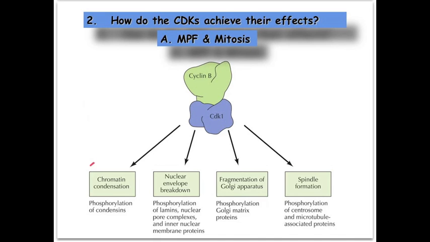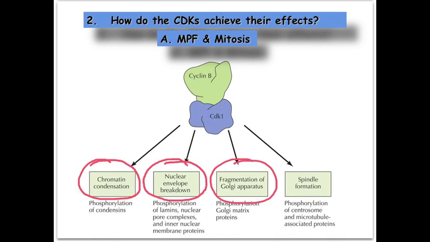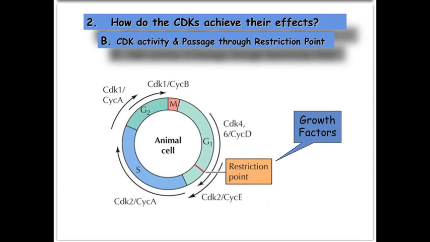In addition to driving chromatin condensation through the phosphorylation of condensins and triggering nuclear envelope breakdown through the phosphorylation of lamins, the complex formed by cyclin B and CDK1 also has the ability to drive the fragmentation of the Golgi apparatus and spindle formation through the phosphorylation of other specific targets. And all of these are events that are absolutely required to allow the cell to go into mitosis. And with that, we have covered all the events that drive transition into mitosis, driven by CDK1 and cyclin B.